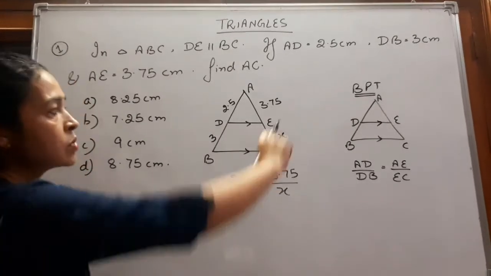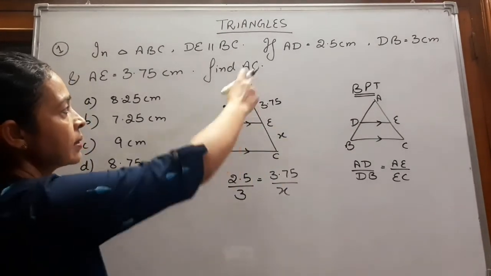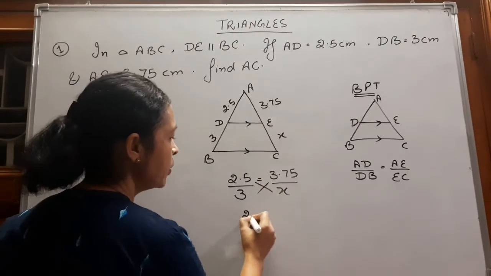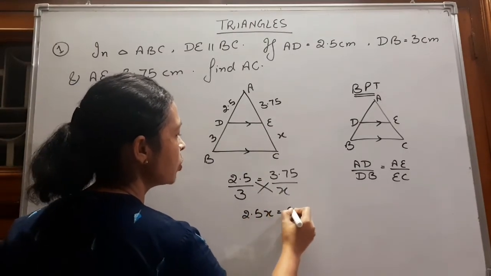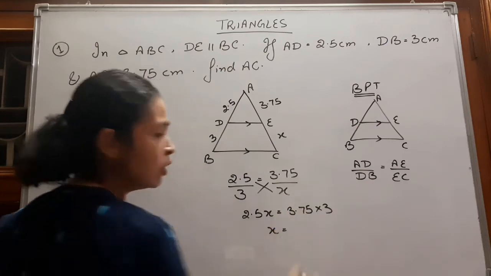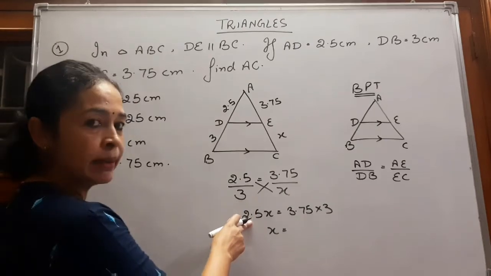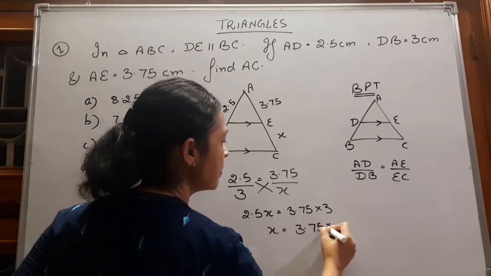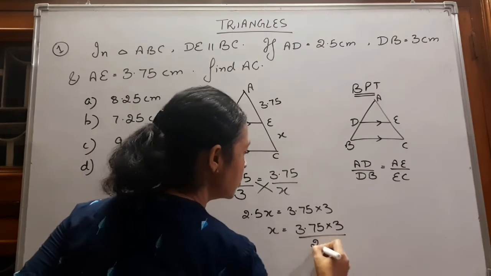What do we have to find? First we will get x, then we will find AC. Cross multiply: 2.5x equals 3.75 into 3. What will be the value of x? 2.5 is multiplied here. Take this to the right hand side, 2.5 will come in the denominator.